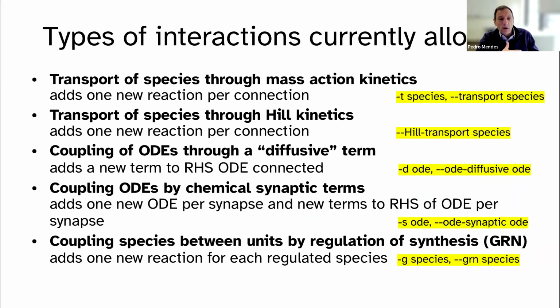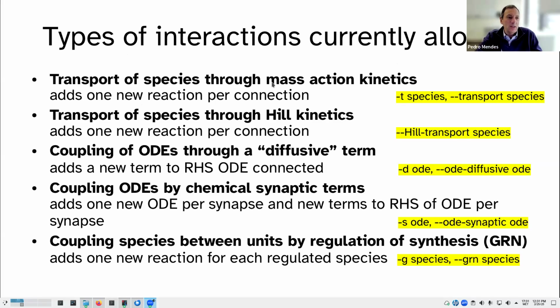Okay, so that's how the units are connected, but then what kind of connections do we allow? So the connections are obviously transport. It's the most basic one. So there are species that are being transported between cells. That's basically transport either through mass action kinetics or through Hill kinetics. And of course, Michaelis-Menten is a subset of Hill. So Michaelis-Menten and Hill types.